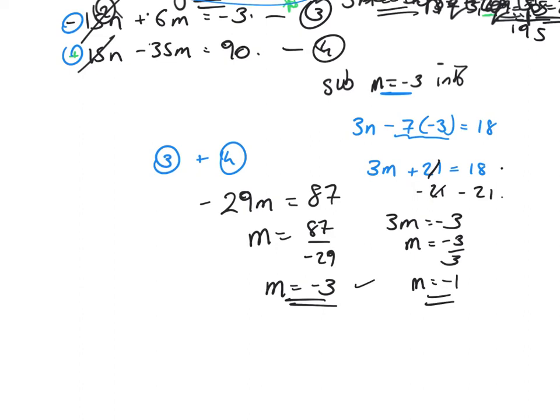You can see that I made a mistake there and called that m. It should have been n all the way through. So n equals minus 3, m equals minus 1. Okay, let's try one final example.